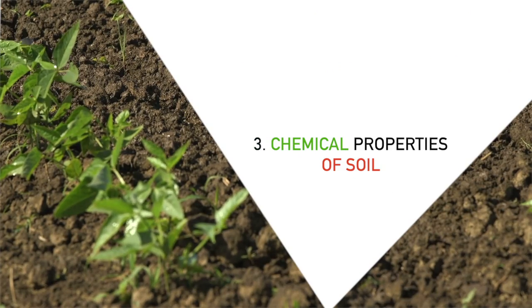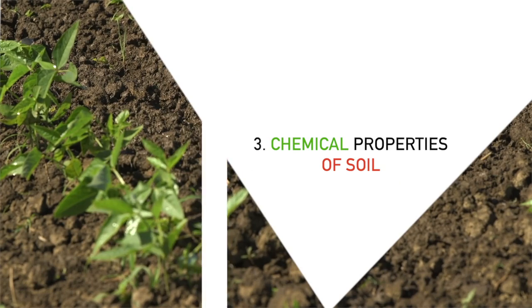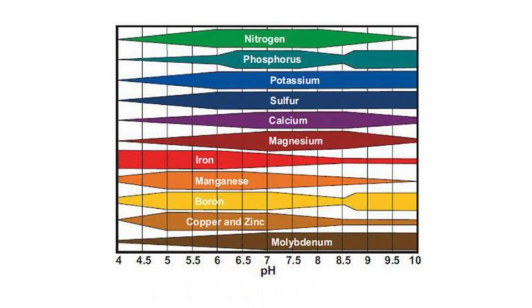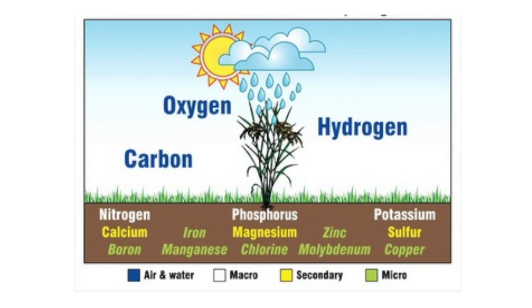The third and final property of soil is chemical. This is related to minerals and elements present as nutrients in the soil, and also the chemical environment such as acidity and salinity. There are 17 nutrients that contribute to healthy plant growth, which are absorbed by plant roots and leaves. These nutrients are classified into two categories.